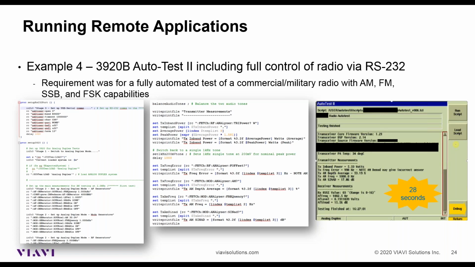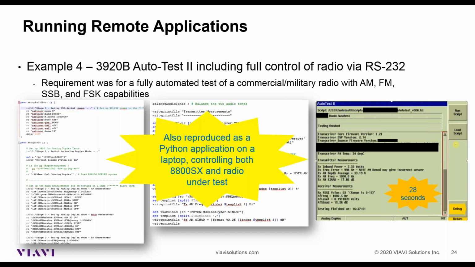But to do the setup, grab control of the radio, take all the parameters out of the radio in terms of firmware, etc., and do the transmitter and receiver measurements on one channel, 28 seconds. Again, much quicker than you could do yourself. And I've done something equivalent for that radio using Python. So USB to serial control of the radio and Ethernet control of the radio test set itself.